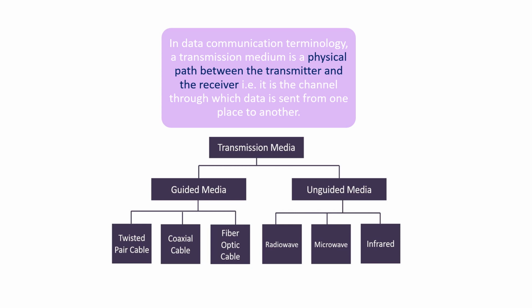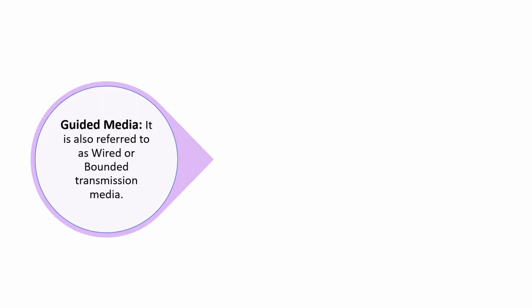Guided is the wired one, which has twisted pair cable, coaxial cable and fiber optic cable. And unguided media is the wireless, where the transmission media can be radio waves, microwaves and infrared waves. So we can see them one by one in this video. First, we can see the guided media.